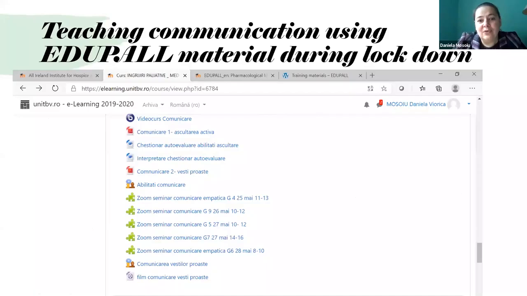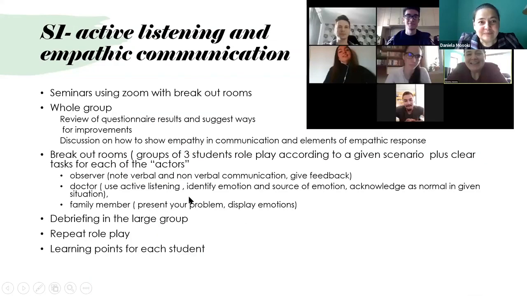So I will try to show you an example of how I was teaching communication. Unfortunately, it wasn't planned in the initial month when we were face-to-face. It was planned to be taught during the lockdown. So we have this platform in the university, and of course we started with 2 courses, one on active listening and empathy, and the other one on breaking bad news. And then we had 2 types of seminars, and I will show you how I did this seminar.